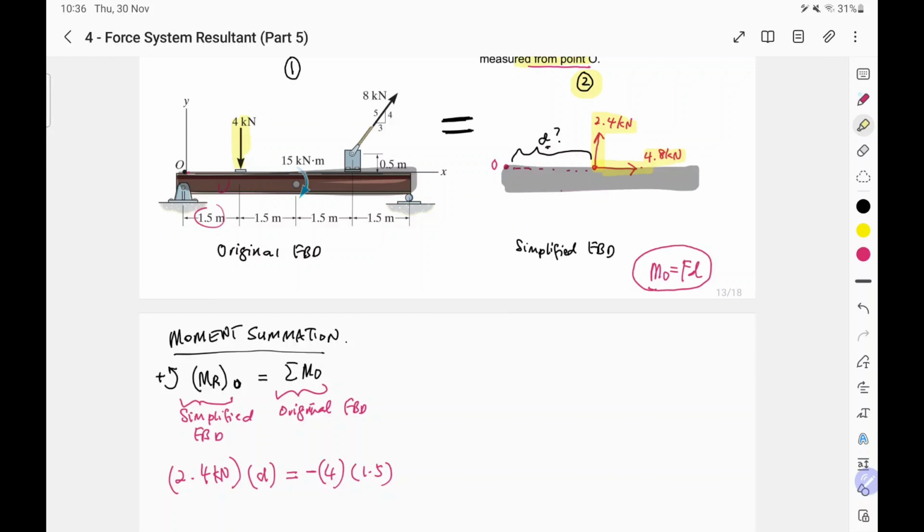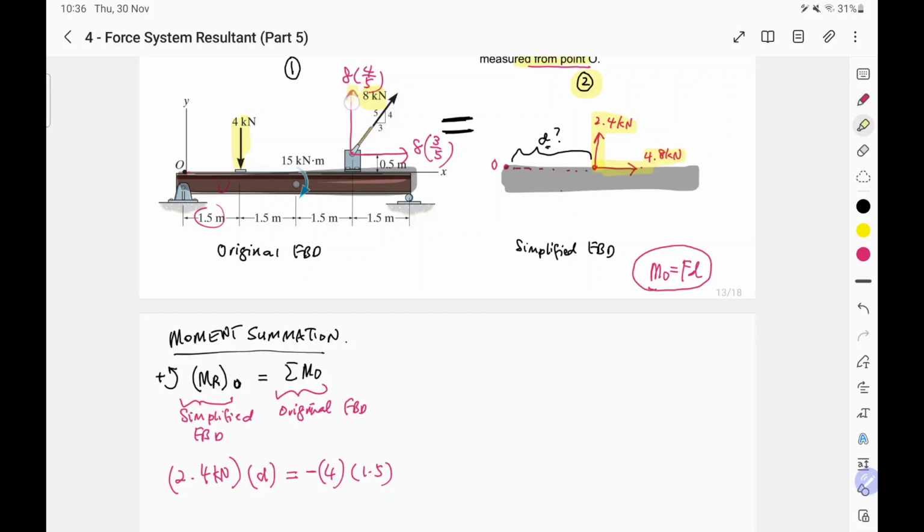Okay, don't forget to convert this 8 kilonewton into a moment as well. Recall from the previous exercise, we already got the magnitude in the x and the y direction. If I may rewrite the equation, the magnitude in the x direction is 8 times 3 over 5, and in the y direction is 8 times 4 over 5. Now again, you have to convert every single force into a moment.